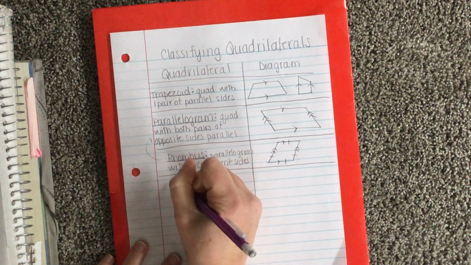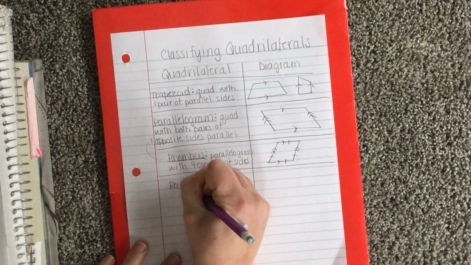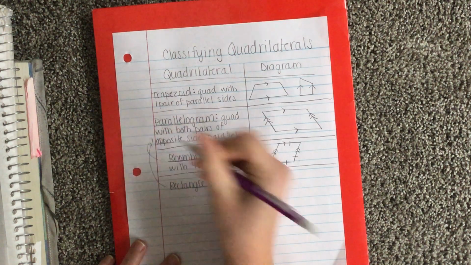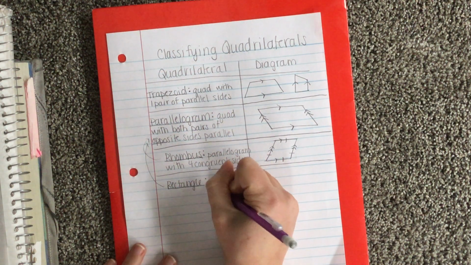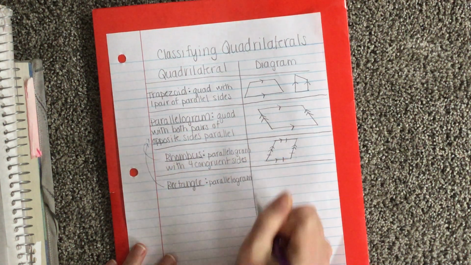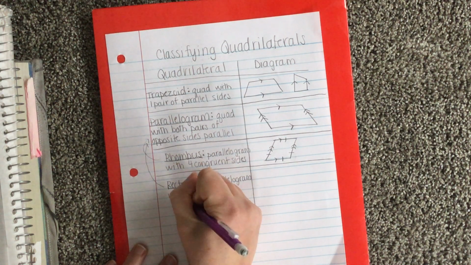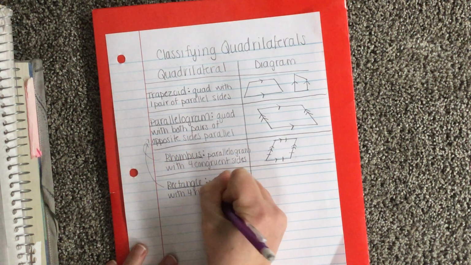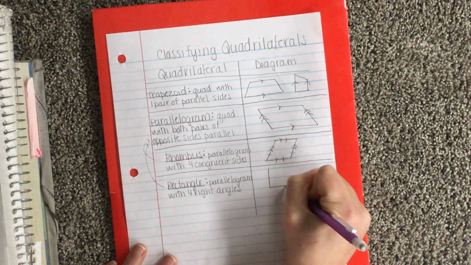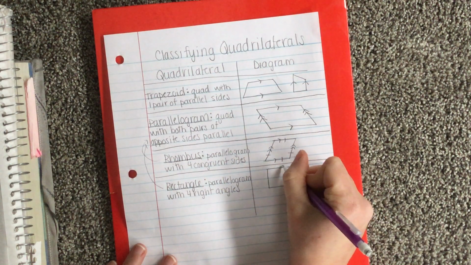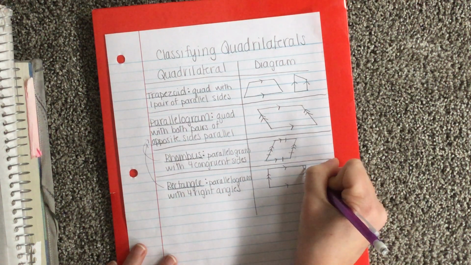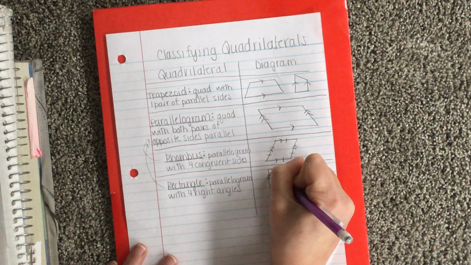Another type of parallelogram is a rectangle. So this is also a parallelogram. A rectangle is a parallelogram with 4 right angles. So this side is parallel to this side is parallel to this side, and then to show you have a right angle, you use these boxes.